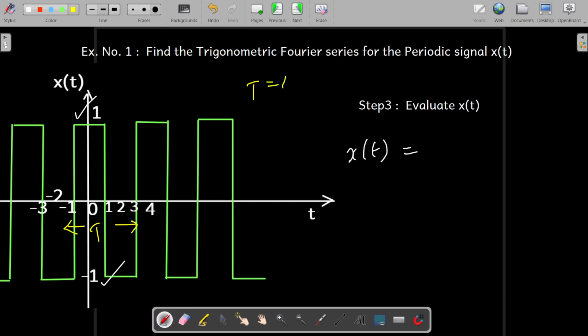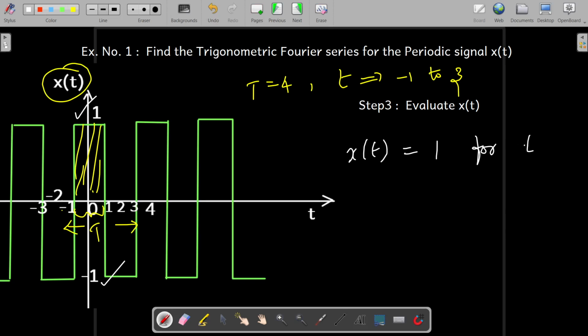Time period is equal to 4. In that case, t is varying from -1 to 3, isn't it? So there I can take it as two separate portions. From -1 to 1, you have this positive 1 value. So x of t is equal to 1, that amplitude is equal to 1 for t lies between -1 and 1. Similarly, the x of t value can be written for this negative portion, right? This portion. So for this negative portion, its value is -1.